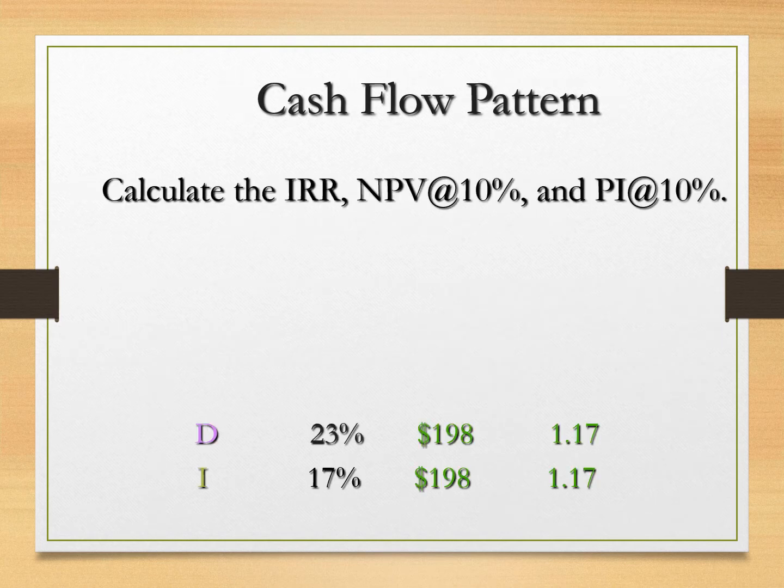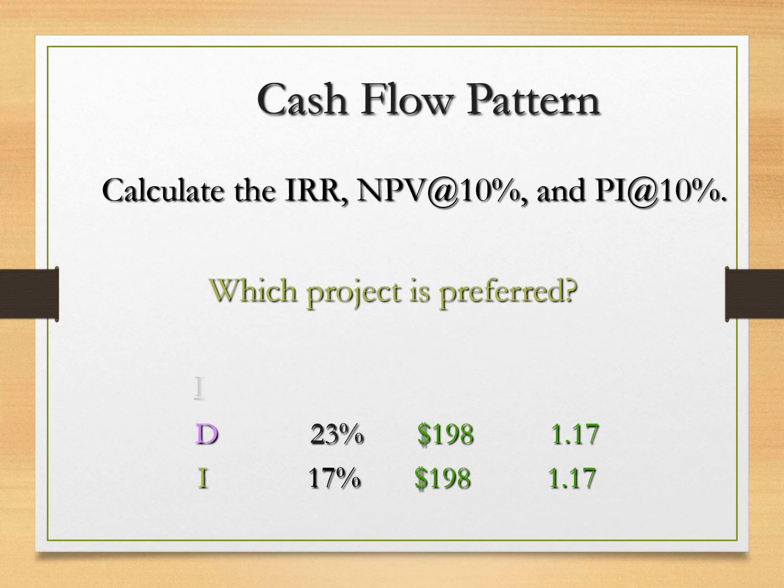So when we have calculated the IRR, NPV, and profitability index for these two projects, we found that for project D, the internal rate of return is 23%, and for project I, it is 17%. NPV for project D is 198, and project I 198. Profitability index is also same. So NPV and profitability index for both projects are same. It means the wealth maximization in case of D and I is same.